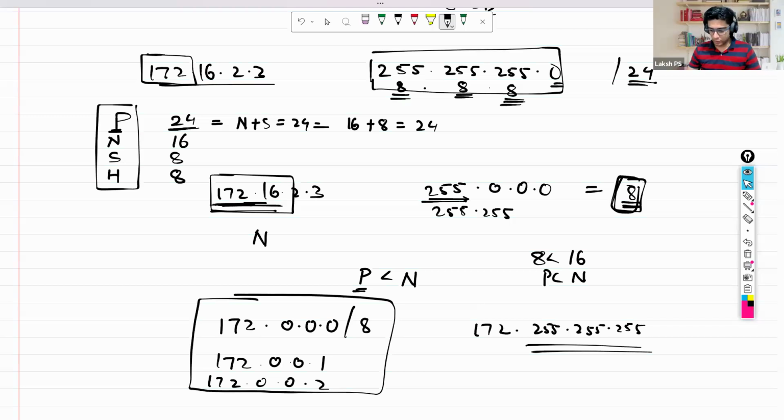So I'll stop our class over here, and tomorrow, continuing with this, we'll go ahead with the problems with subnetting, and then we'll move ahead with finding out the network ID and the broadcast ID for classless IP.